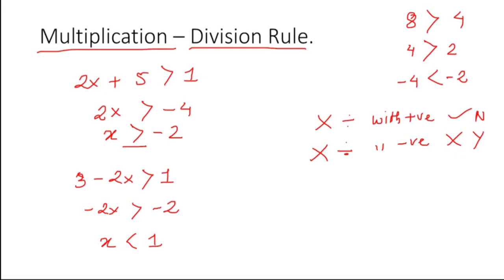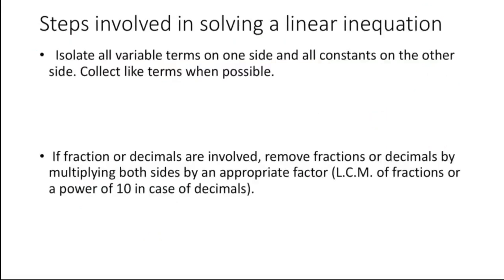Now using these rules, we'll try to solve various inequality questions from here on. But before we do that, let's see some of the steps that we can follow while solving linear inequations. The first step is to isolate all variable terms on one side and all constants on the other side. To do that, we can use the addition subtraction rule.